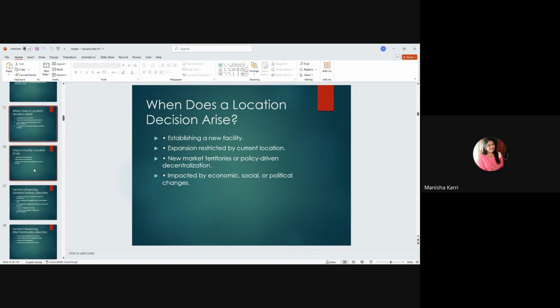Next, an expansion restricted by the current location, where the current location is too small or limited to support business growth. For example, a restaurant that has more customers than it can handle might look for a second location nearby to expand.